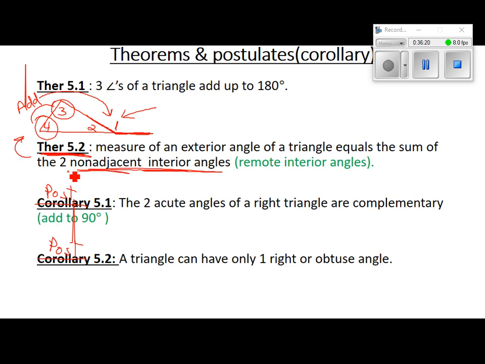This book calls them non-adjacent interior angles. Old books call them remote interior angles. Anybody have any idea why they call them remote interior angles? That's what remote means. Remote means what? By itself, alone, somewhere. Alright? So they're the remote, the ones that are away from the exterior angle.